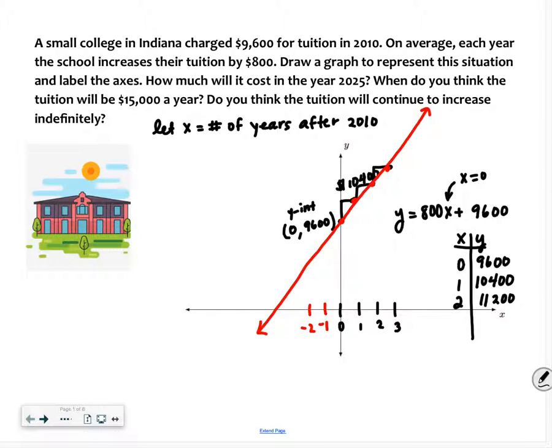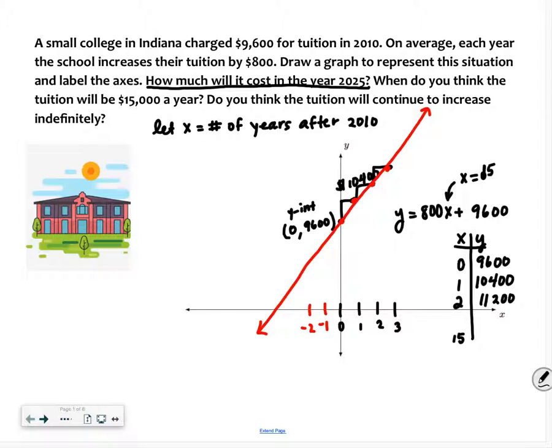But then there are other questions, like how much will it cost in the year 2025? Well, that doesn't mean that I plug in 2025 for y. It actually means that I put in the 2025 for x. But it's not exactly 2025. Remember, we let x be the number of years after the year 2010. So 2025 would be plugging in 15. So if we plugged in x equals 15 instead of 0, we would get our answer.